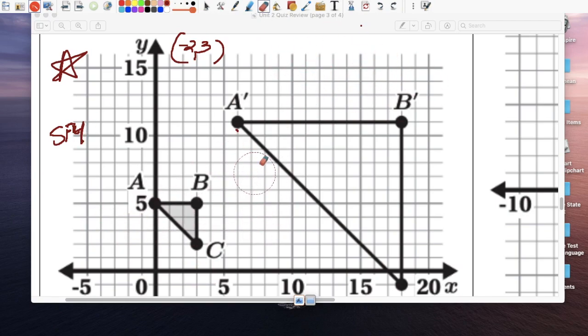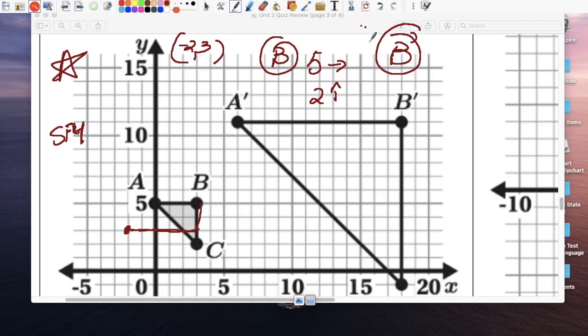So let's walk to point B. To walk to point B, I would go 1, 2, 3, 4, 5. I'm going to go 5 to the right, and then 2 up. So to walk to B prime, if I'm correct, scale factor of 4, 5 times 4 would be 20, and then 2 times 4 would be 8. So I'm going to go 20 to the right and 8 up.